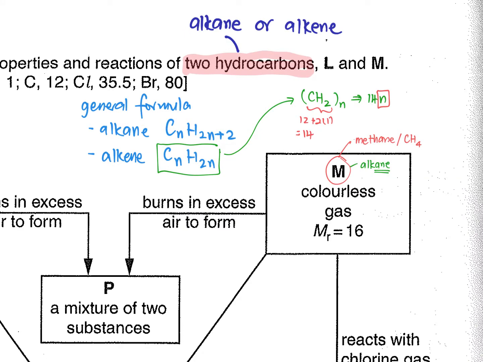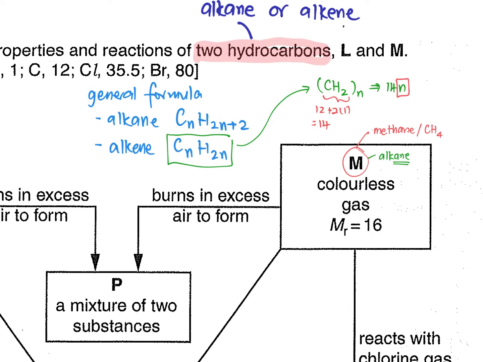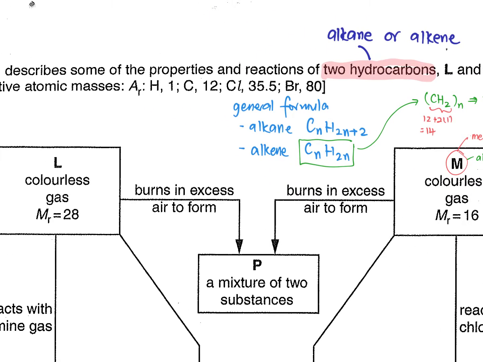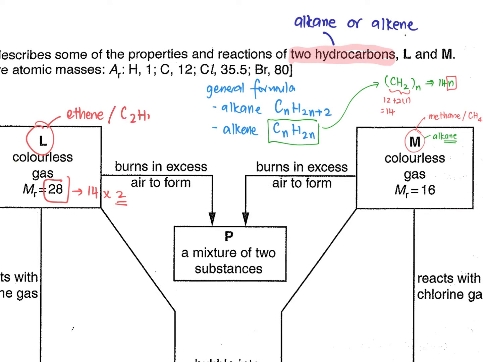Once you're done with this part, then we can move on to look at your L. For your L, you realize that the Mr of 28 is equivalent to 14 times 2. So 14 times 2 means your n equals 2, which means this particular molecule has 2 carbon atoms, and this is going to be your alkene. Your alkene with 2 carbon atoms has to be ethene. So this is your C2H4.